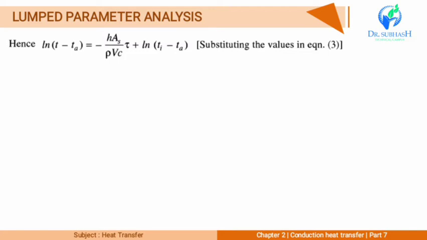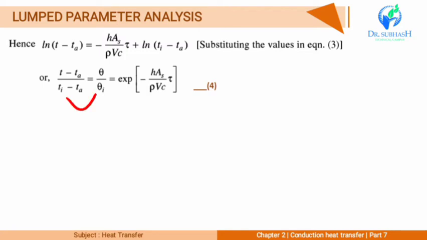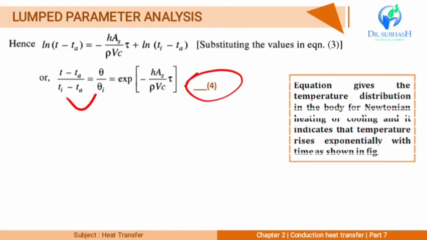Here substituting the value in equation number 3, we get (T minus Ta) divided by (Ti minus Ta), which is the temperature difference represented by theta. So T minus Ta is represented by theta and Ti minus Ta is represented by theta with suffix i, which is equal to e raised to the power of minus hA divided by rho Vc into tau, say equation number 4.